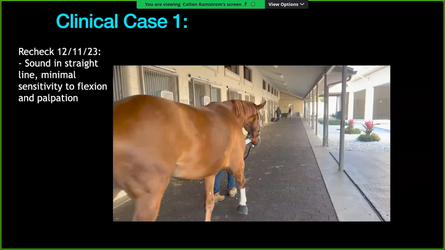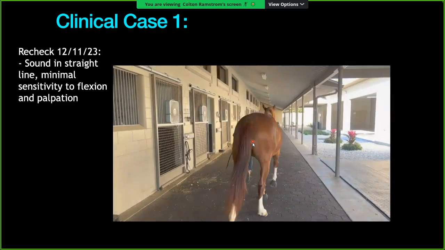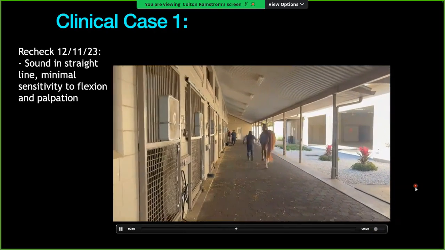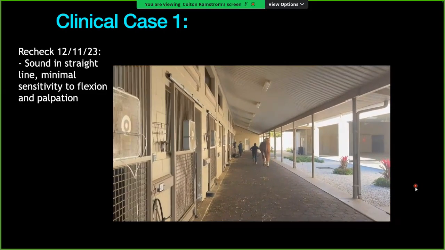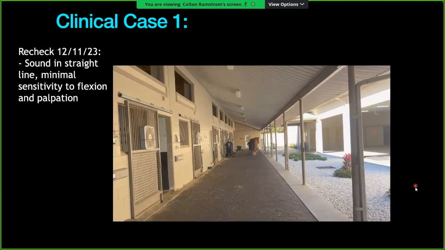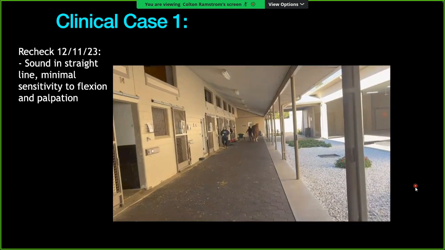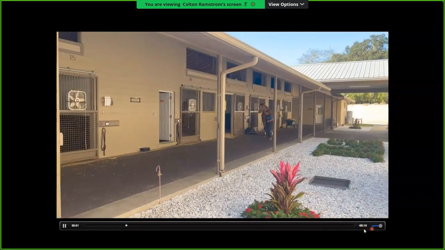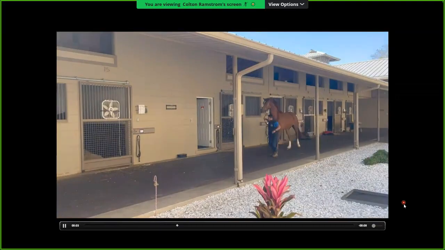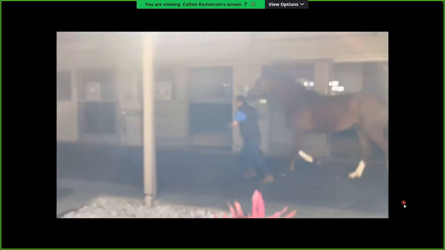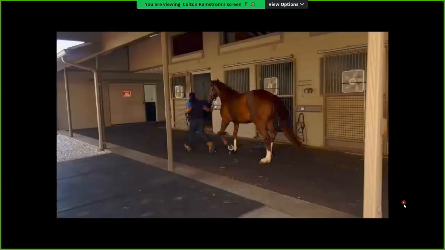So this is a recheck. We're about 2 months post presentation, a little bit less than that. So sound in a straight line. I don't have a video in a circle on this one. But overall looks pretty good there, minus the glare.